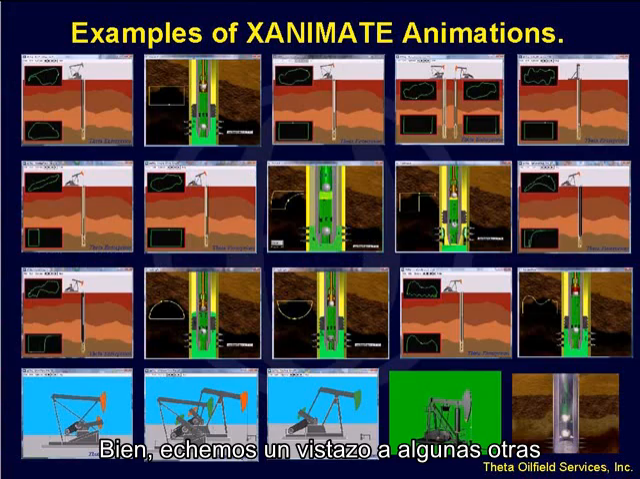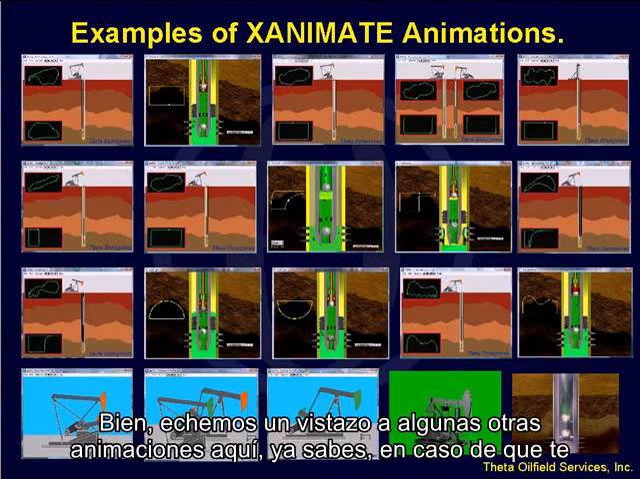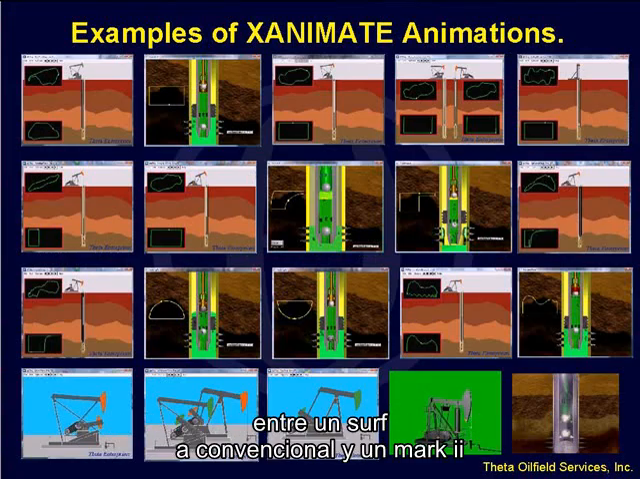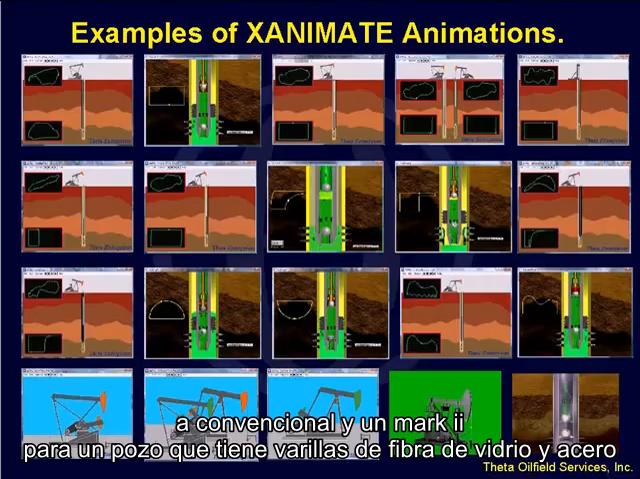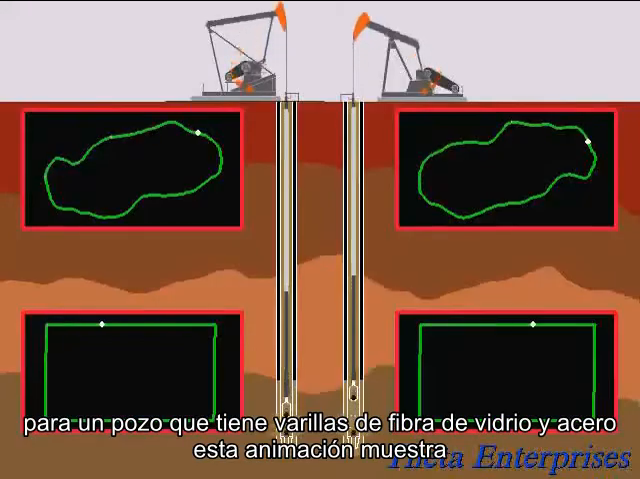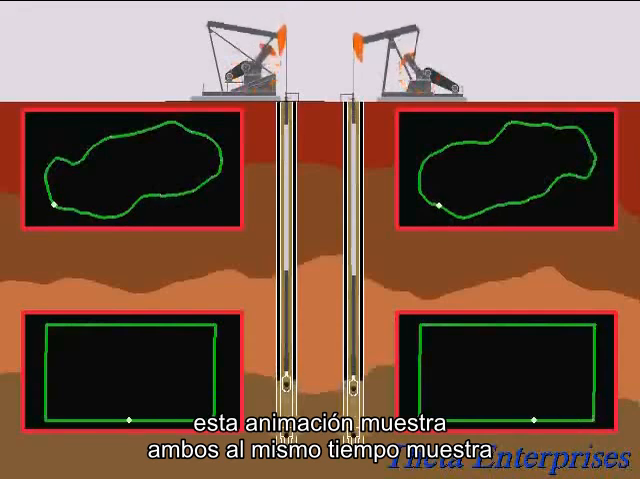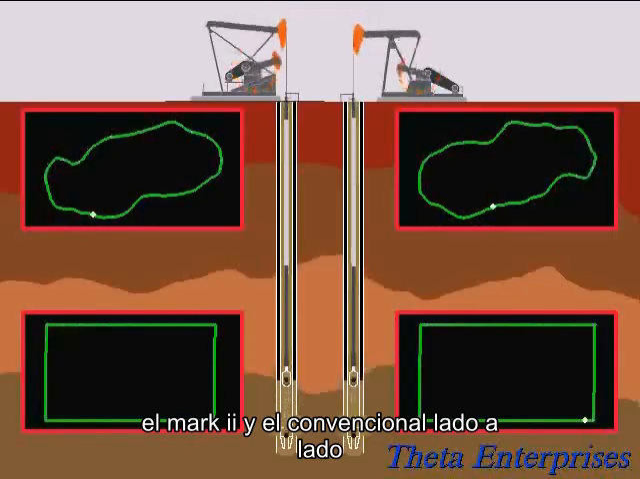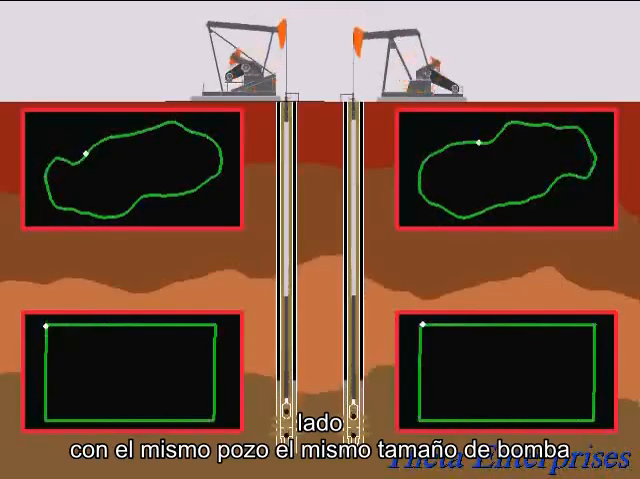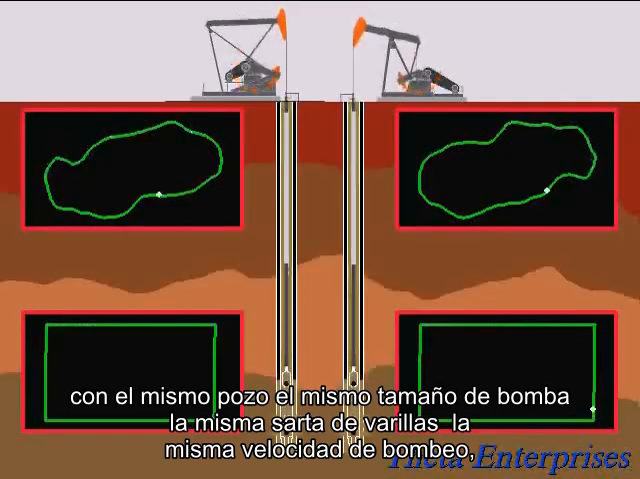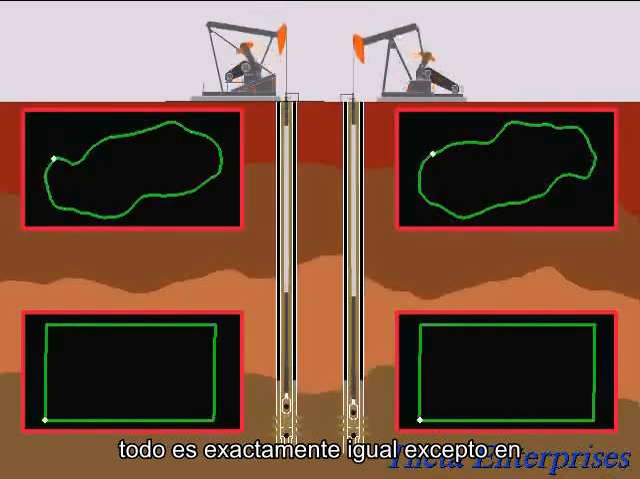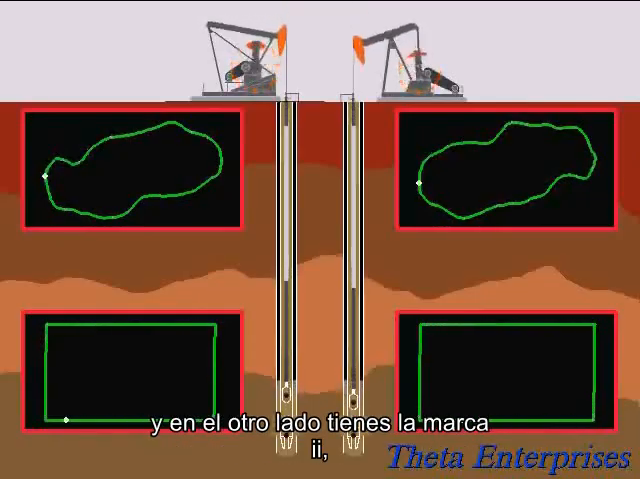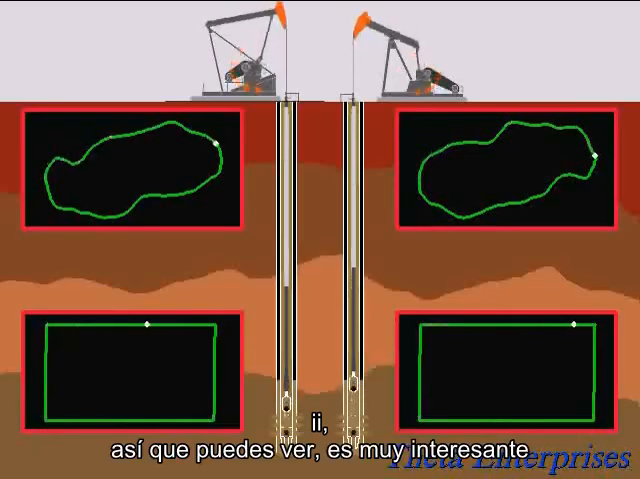Okay, let's take a look at some other animations. In case you were wondering what the difference is between a conventional and a Mark II for a well that has fiberglass and steel rods, this animation shows both at the same time. It shows the Mark II and the conventional side by side with the same well, the same pump size, the same rod string, and the same pumping speed. Everything is exactly the same except that on one side you have the conventional unit and on the other side you have the Mark II. It's very interesting to see the difference.